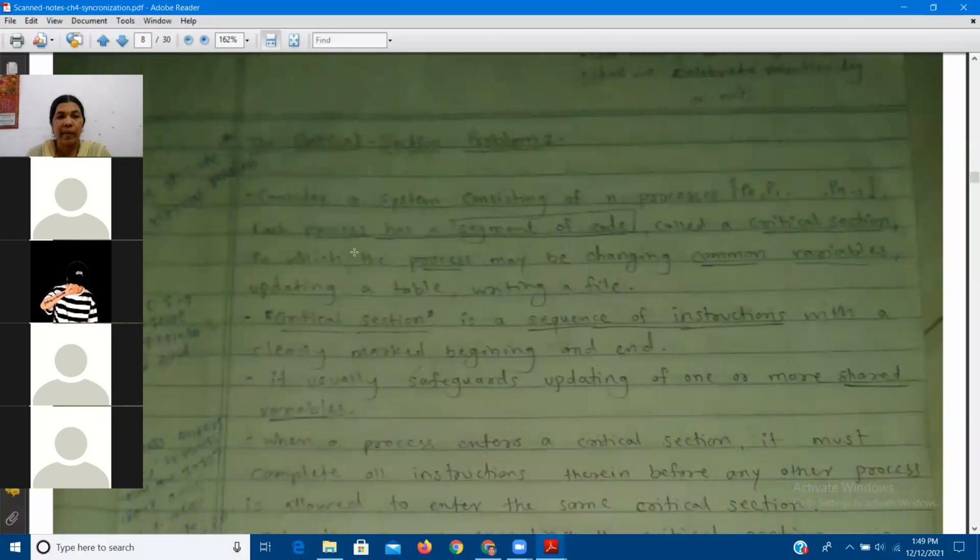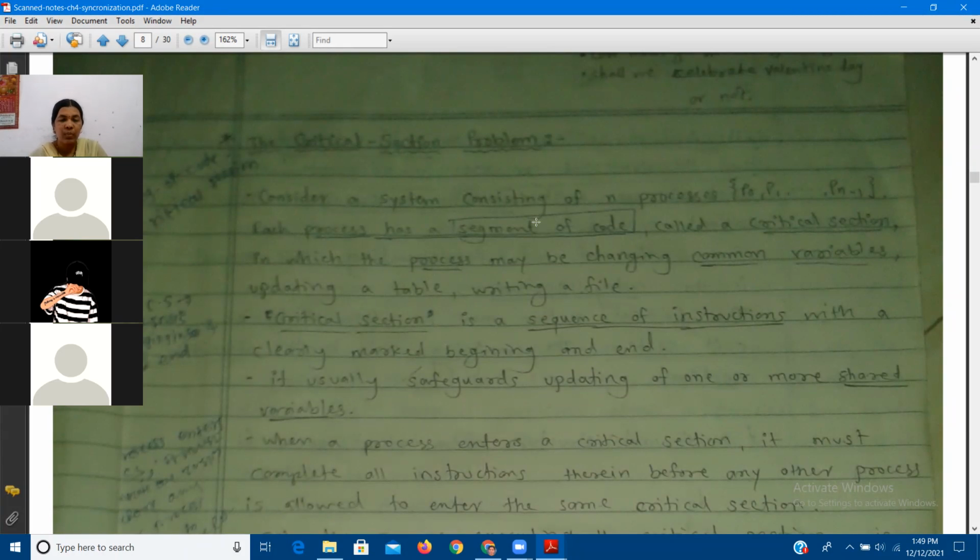So I hope you have written the critical section problem. Under that, write: consider a system consisting of n processes P0 to Pn-1. Each process has a segment of code called critical section, in which the process may be changing common variables, updating a table, writing a file, etc. So write down the definition of critical section. Meanwhile, if anybody is still not getting the concept, they can raise the hand or ask the question.